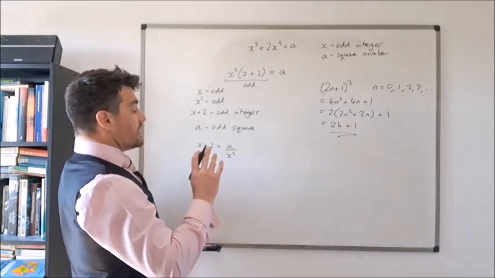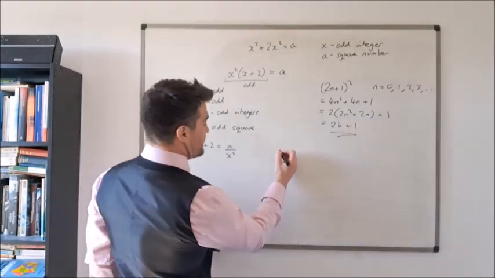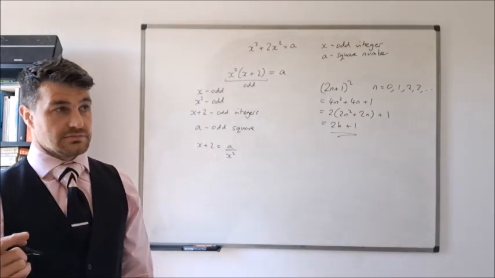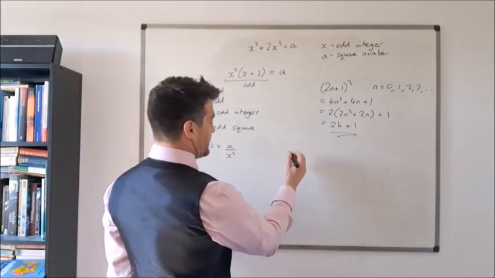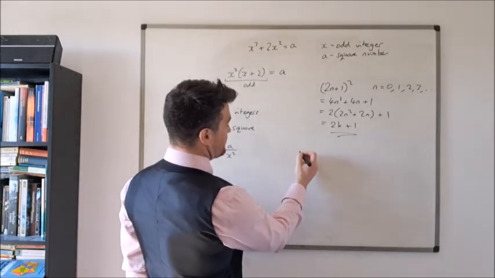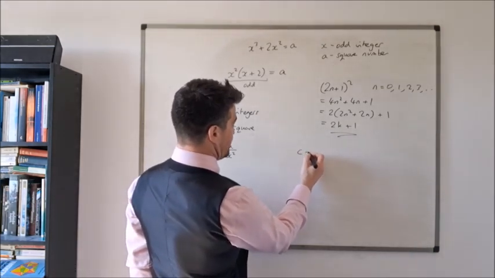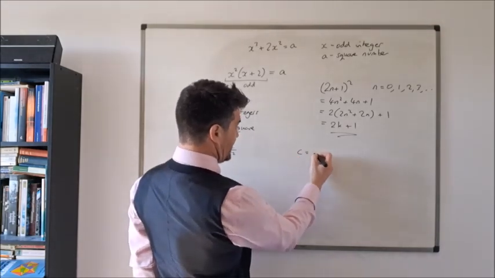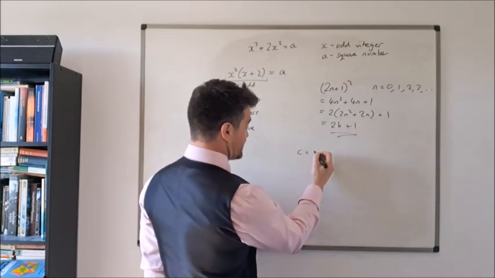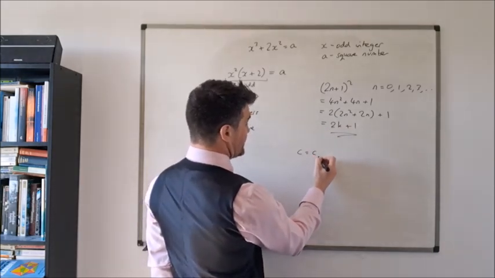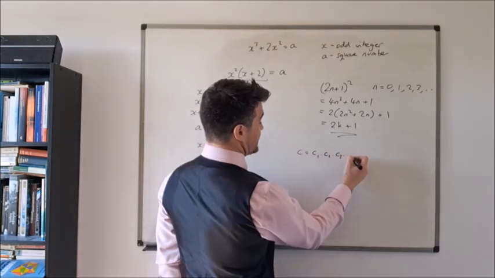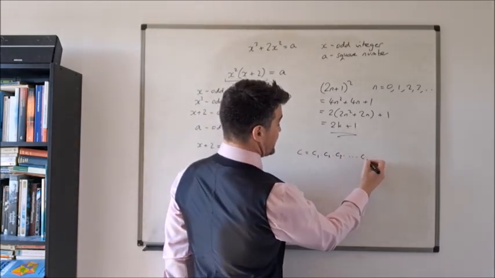And then I thought, right, if a is a square number, it has an odd number of factors. How do we know that? Well, let's say we've got the number c, and its prime factorization is c1 times c2 times c3 and so on, up to cm.